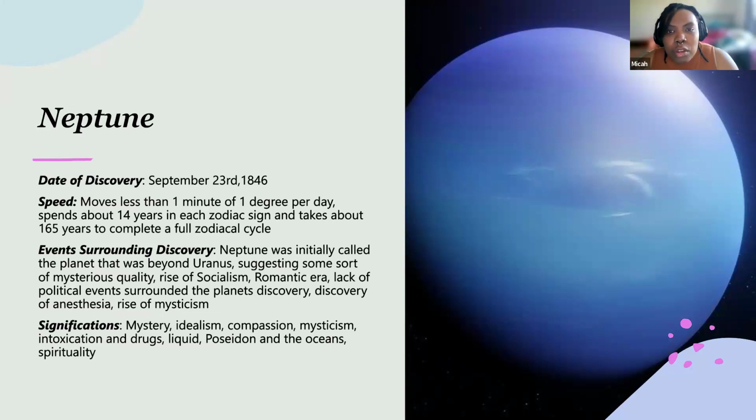So we see this a lot with all three of the outer planets, especially Neptune in particular, because we didn't at the time know a lot about the outer planets. And honestly, to be fair, we still don't.